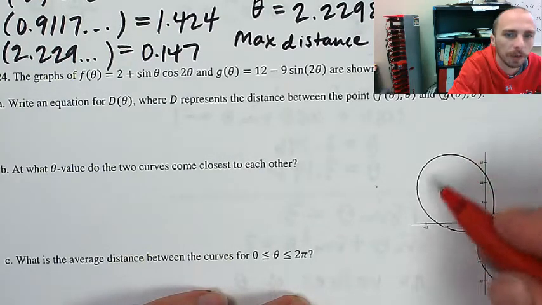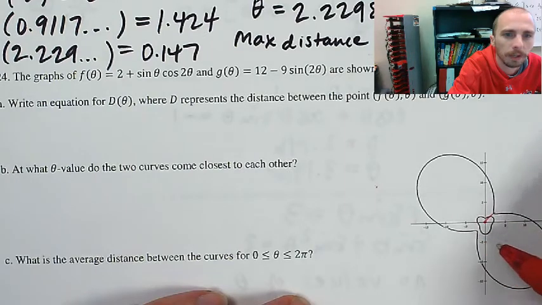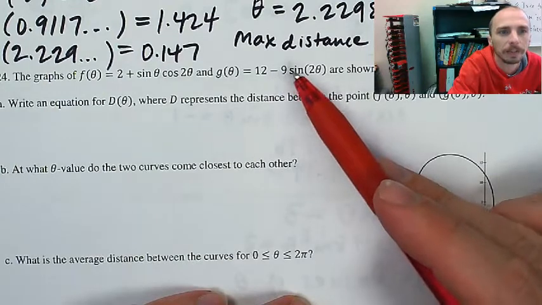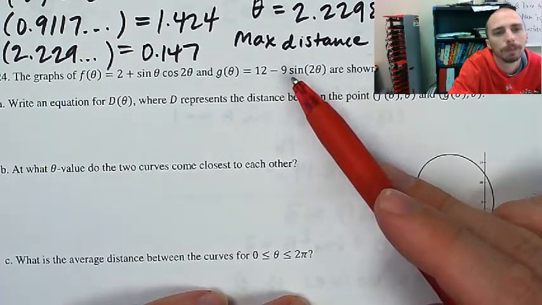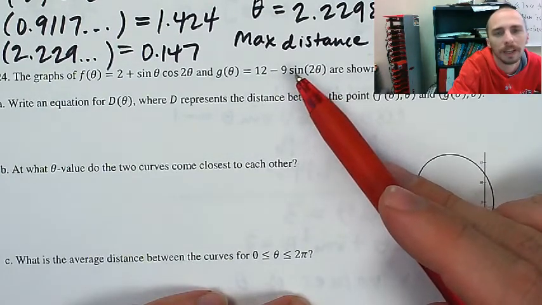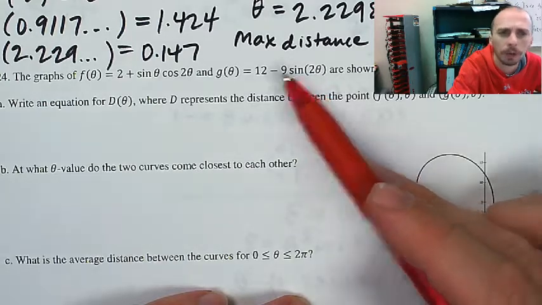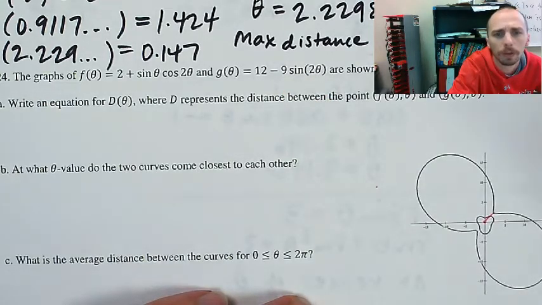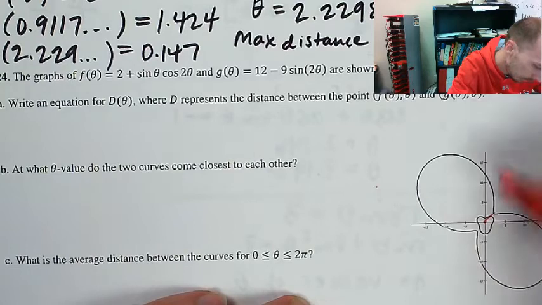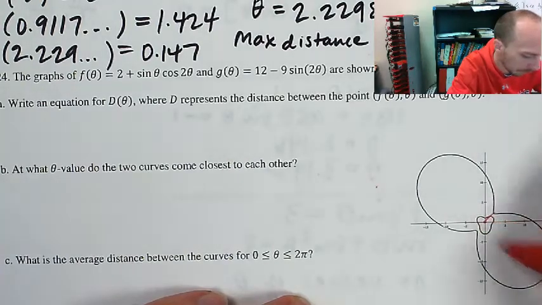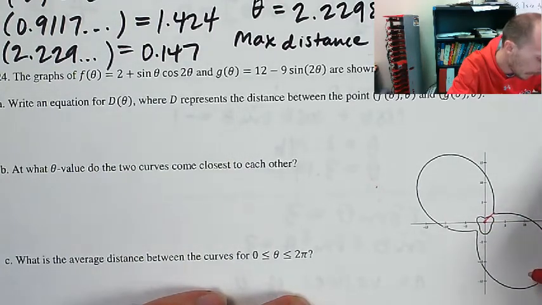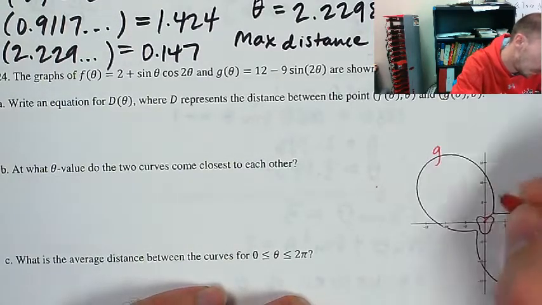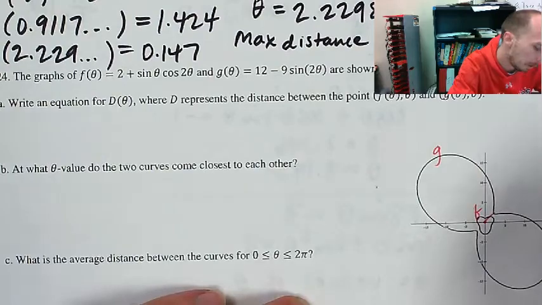I feel like the outside one's got to be f. Yeah, it's got to be g, because it's got the 12 and the 9. Think about where sine hits 1, or sine hits -1, you got 12 plus 9 is 21. So we've got stuff that's 21 units away from the origin somewhere over here. And that's going to mean that the outside one is g, and the inside one is f.